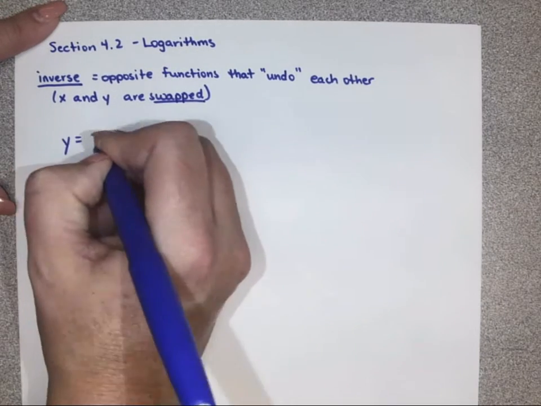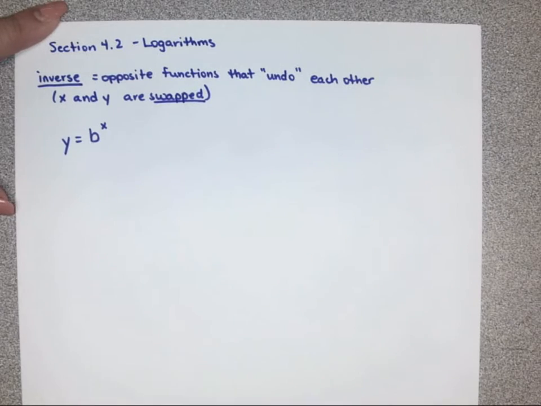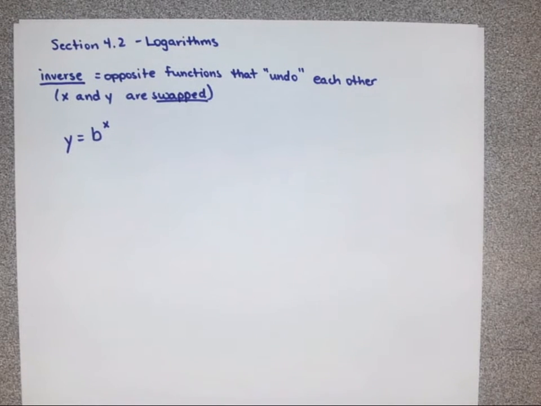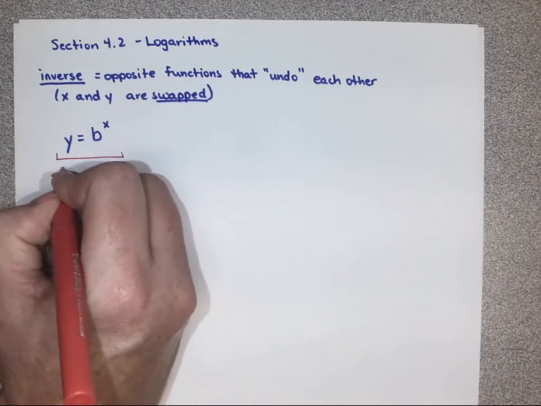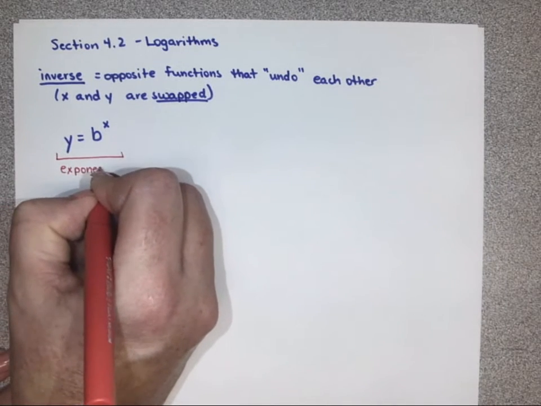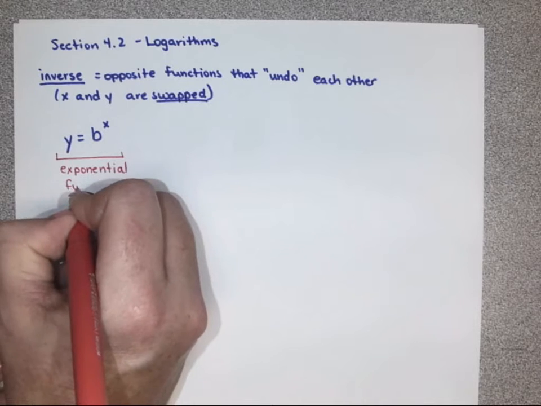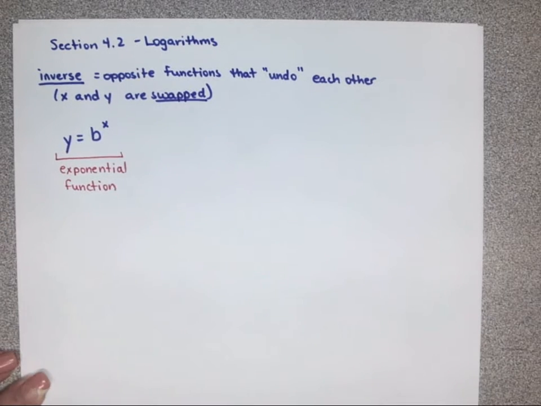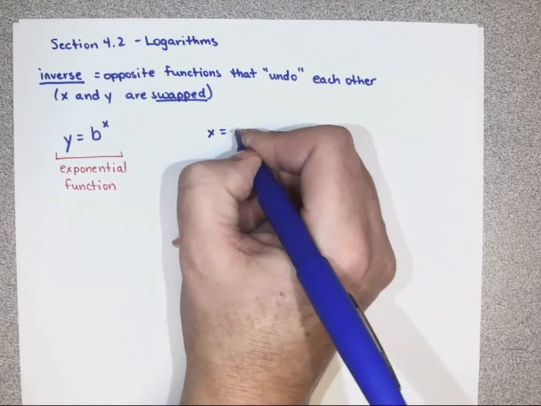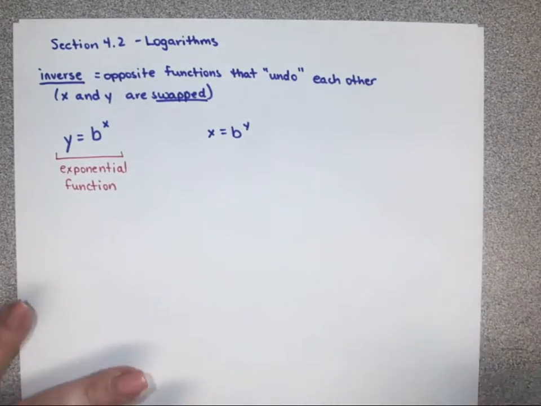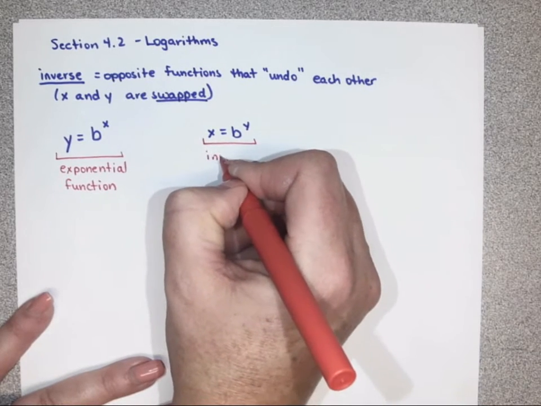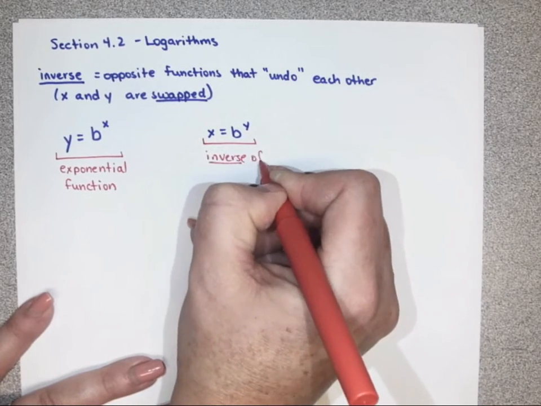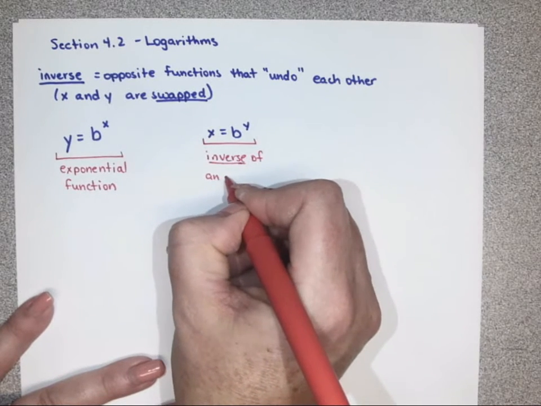So here is an exponential function that we just got finished looking at, y equals b to the x power, okay? So this was the same type of function we discussed in 4.1. So what if I asked you to find the inverse of that guy? Okay, what did I say we do with x and y if we want the inverse? We flip them, right? So the inverse would be x equals b to the y power. Okay, so think of this like this is the inverse of an exponential function.